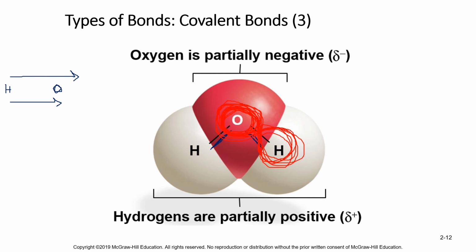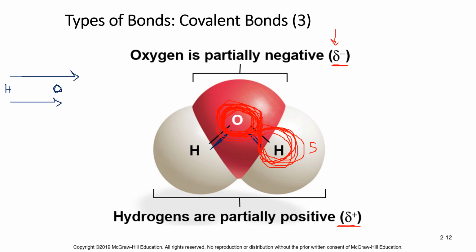Remember, electrons are negative. They're spending more time around oxygen. So oxygen is partially negative. And the symbol here is delta. It's a lowercase delta in Greek. And it just means there's a difference. It means there's a charge, a partial charge. Since those electrons are spending more time around oxygen, they're spending less time around hydrogen. So hydrogen is losing some of that negativity, and so they are partially positive.